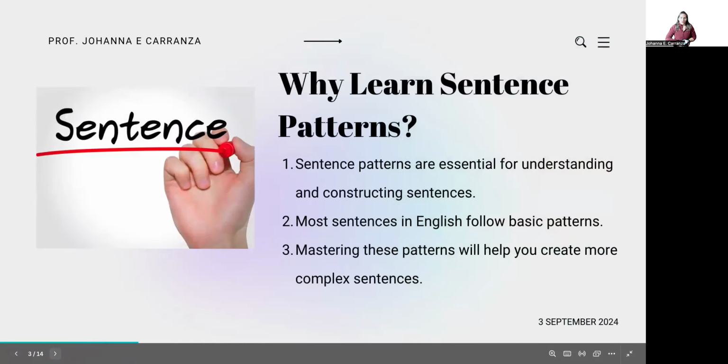Next. And why is learning sentence patterns important? Well, one, the pattern or the structure of a sentence is essential to understand or to build sentences when you write or construct sentences. Two, most sentences in English follow basic patterns. And three, in order to master these patterns, it will help you create more compound or complex sentences later on.